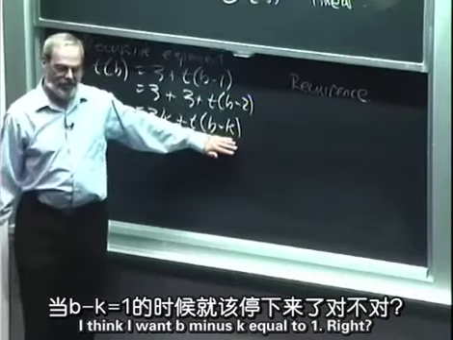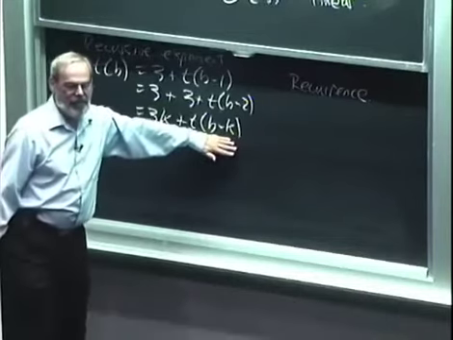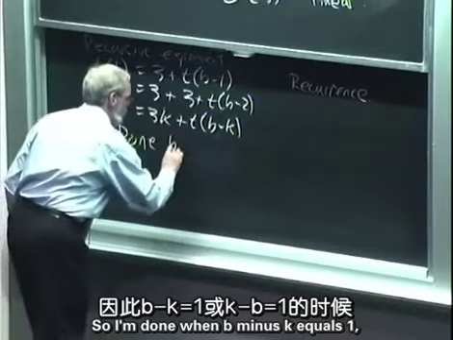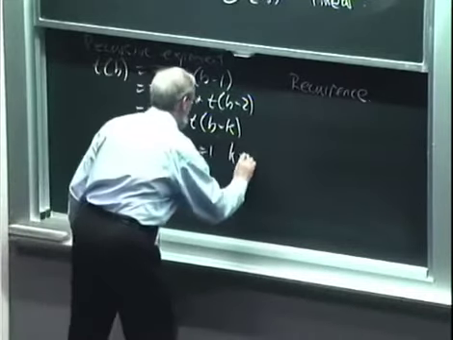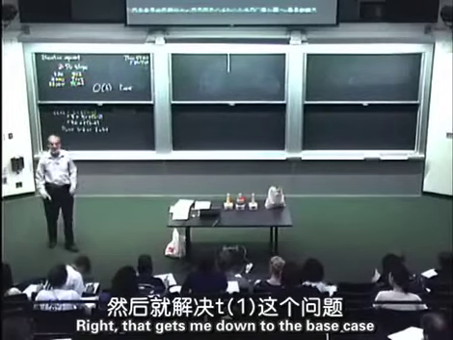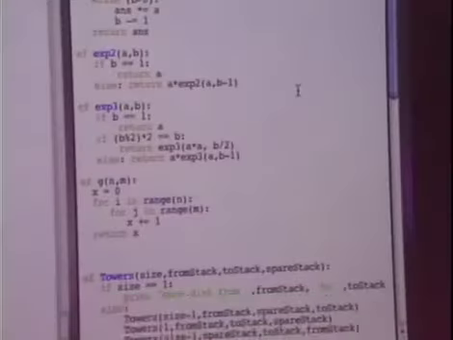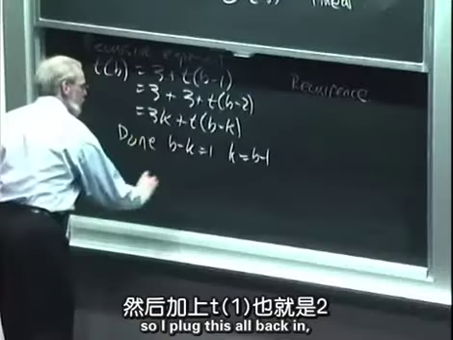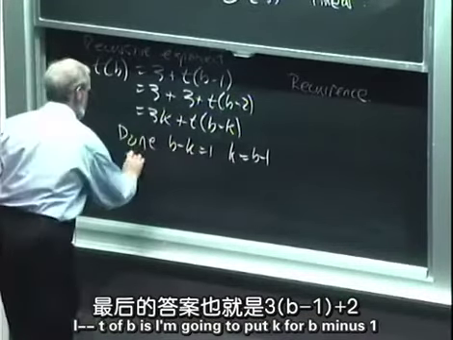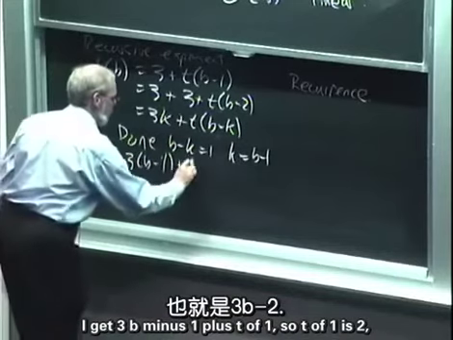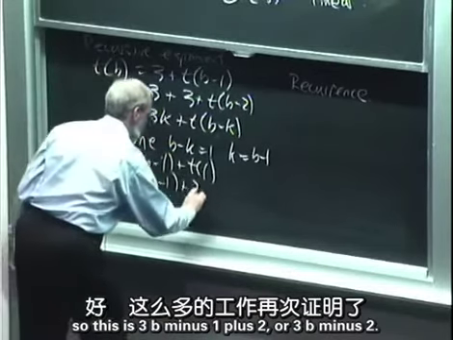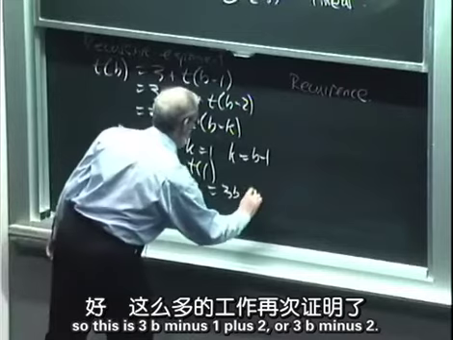Actually, I think I want b minus k equal to 1, right? When this gets down to t of 1, I'm in the base case. So I'm done when b minus k equals 1, or k equals b minus 1. Right? That gets me down to the base case. I'm solving a problem of size 1. And in that case, I got 2 more operations to do. So if I plug this all back in, t of b is, I'm going to put k for b minus 1, I get 3 times b minus 1 plus t of 1. I said t of 1 is 2. So this is 3 times b minus 1 plus 2, or 3b minus 1.